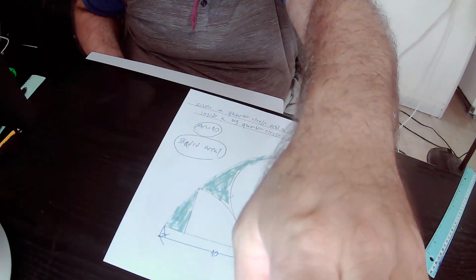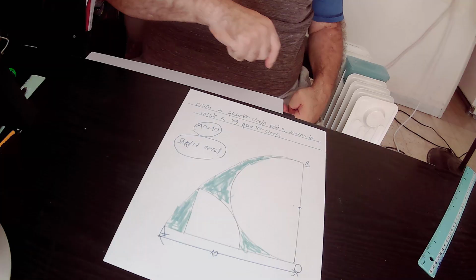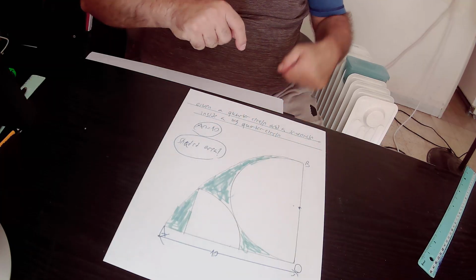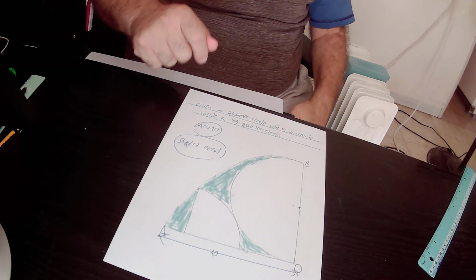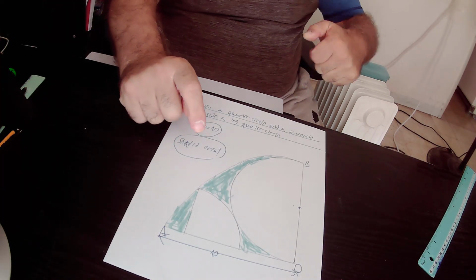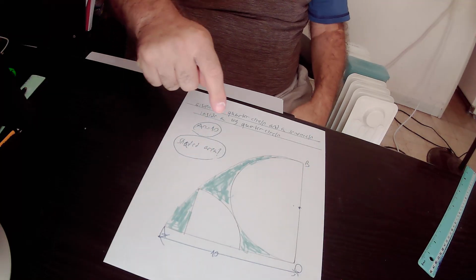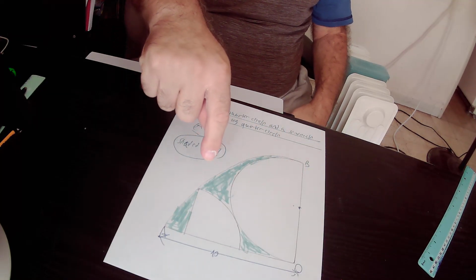In this lecture, we find out the area of the shaded region. We have a big quarter circle. Inside this big quarter circle, we have this semicircle and this small quarter circle. We know that AO equals 10 units in length. Again, our task is to find the size of this shaded region.